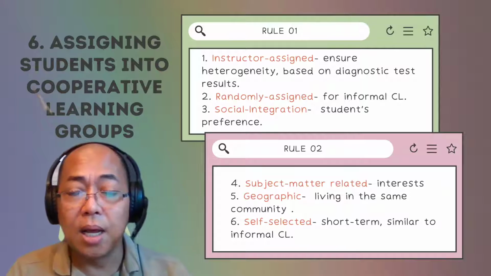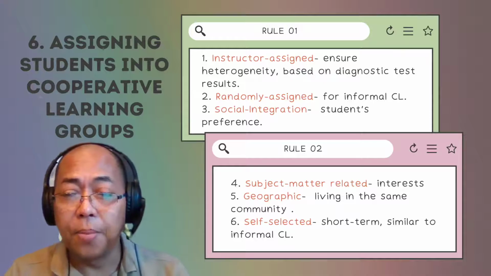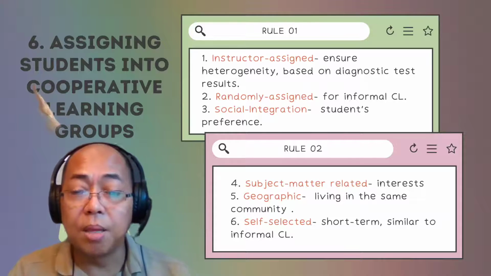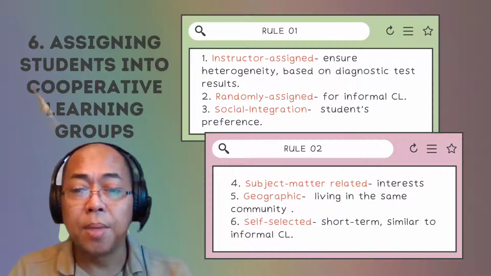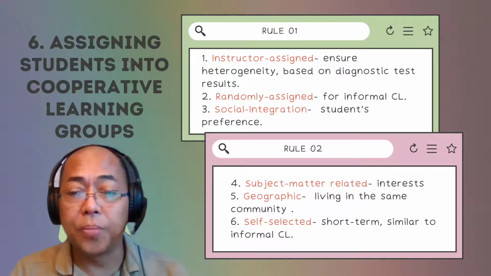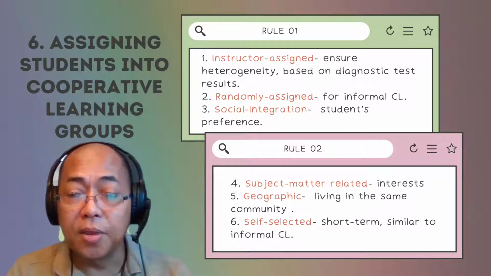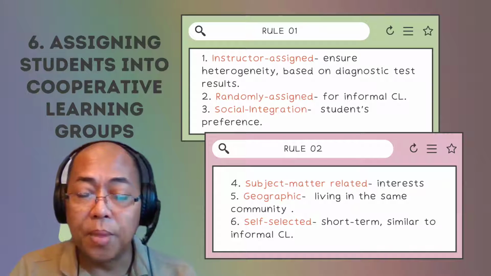That's number 4. Fifth way of grouping or assigning students into cooperative learning groups is the geographic groups. So basically, the idea here is those who live in the same community, in the same area, are assigned together. Especially during the pandemic, what I did, I assigned students, although we did not have face-to-face, we have online modular classes. I still group them.